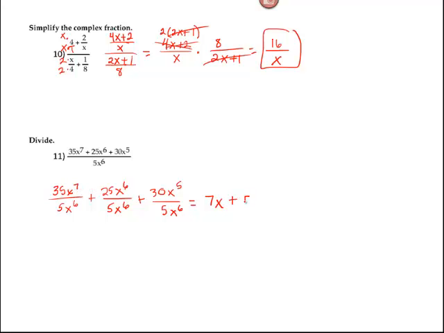25 divided by 5 is 5. X to the 6th over x to the 6th, that just cancels out completely. 30 divided by 5 is 6. X to the 5th over x to the 6th makes there be an x on bottom this time, because they cancel out except for a single x is left.